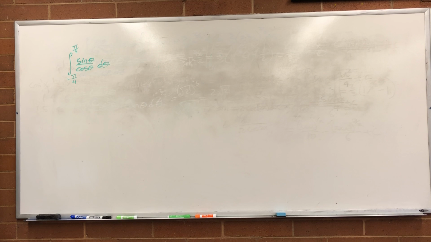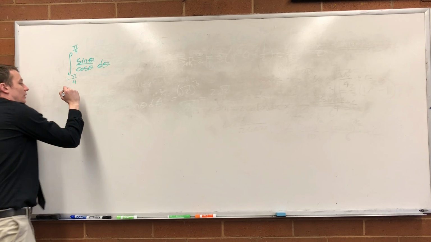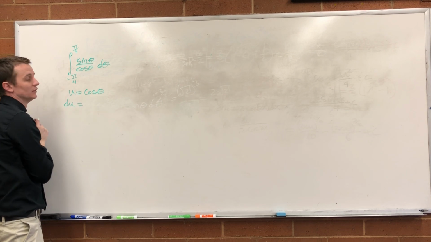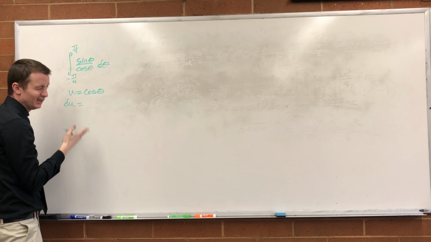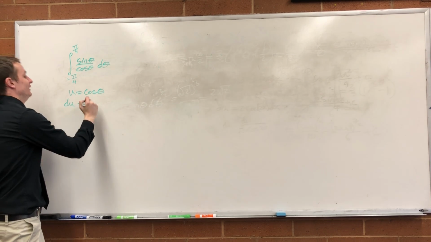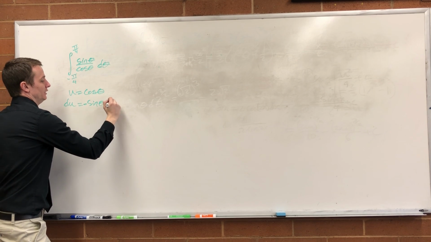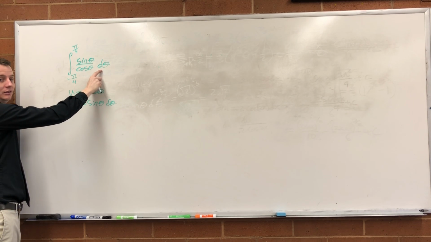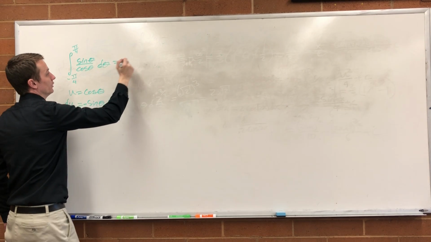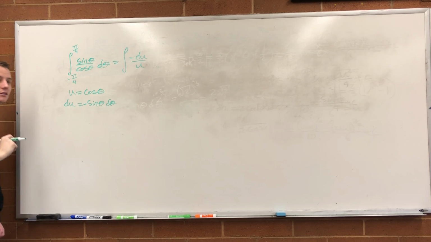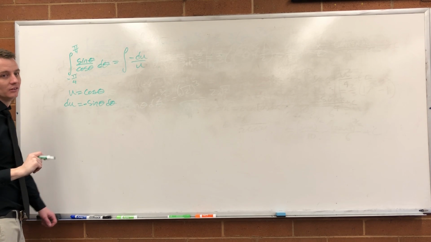Okay, just make u be cosine of theta. So if we do u is cosine of theta, what's the derivative of cosine? Negative sine of theta d theta, right? So when we substitute in for d theta, we're going to get a negative. So this is equal to negative du over u. Follow that? Good?